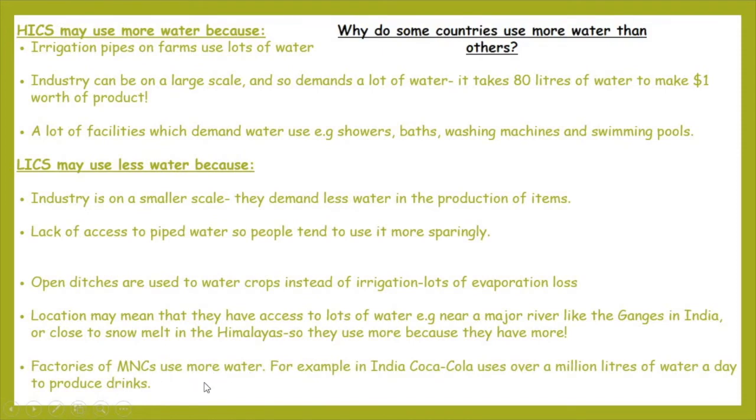Pause the video here a minute and add this. Factories of multinational companies use more water. You know, when we looked at Coca-Cola setting up in India, they over-abstract. They take too much water out of groundwater supplies, use it, waste it, millions of litres of water per day to produce whatever product it is they want to produce in that LIC.